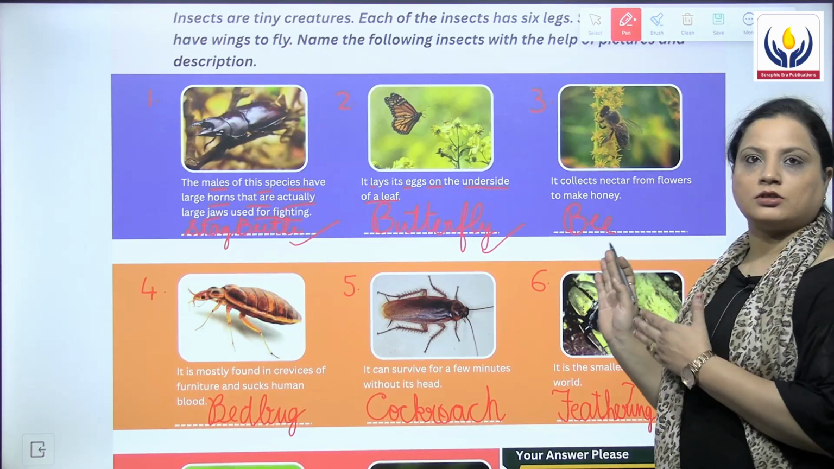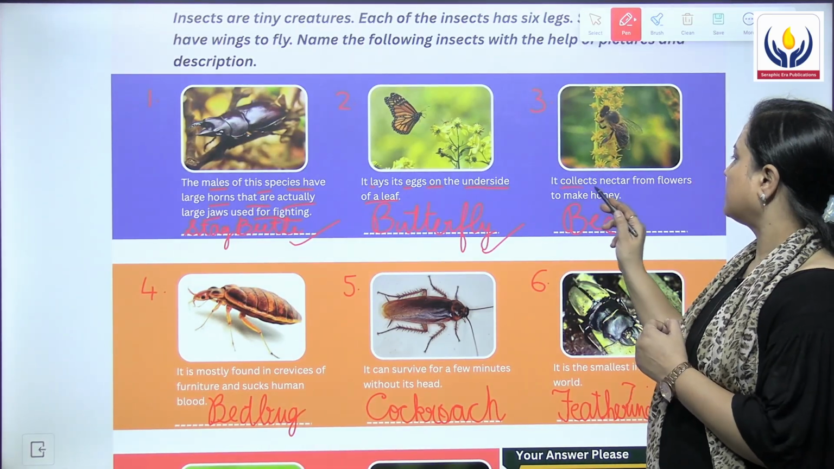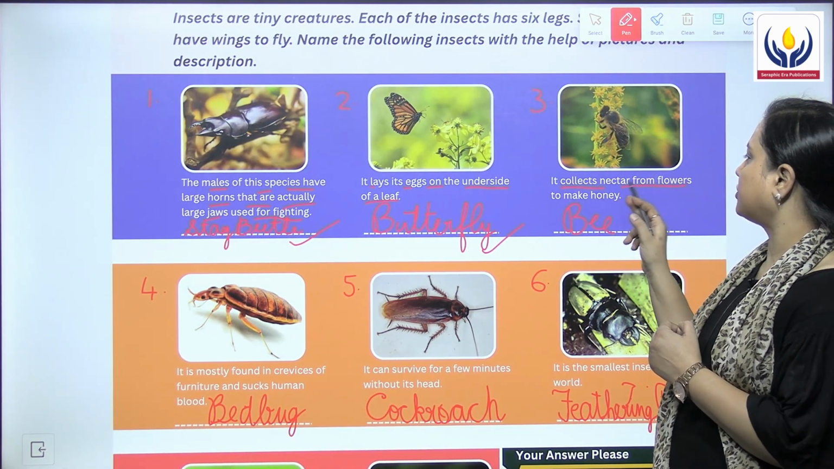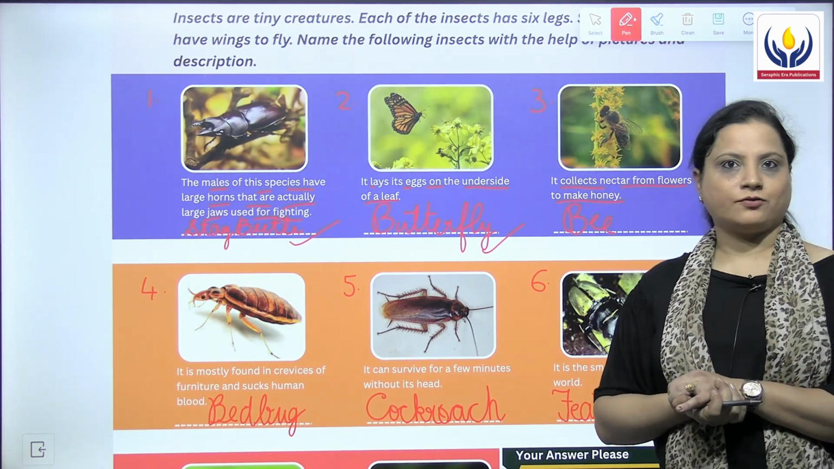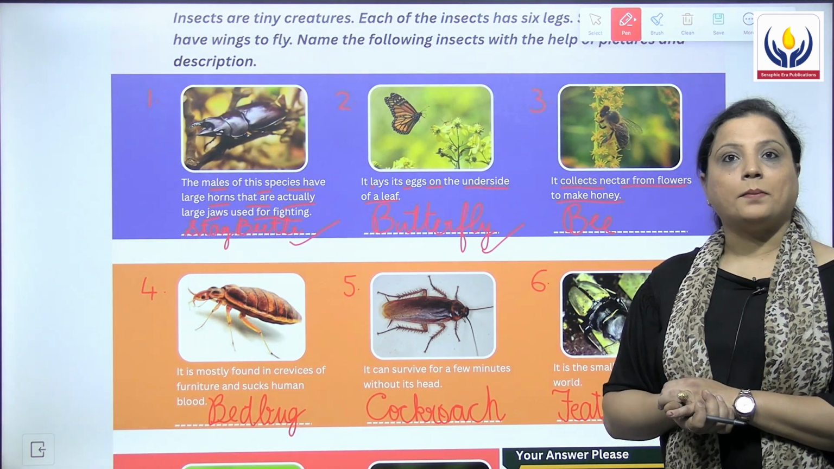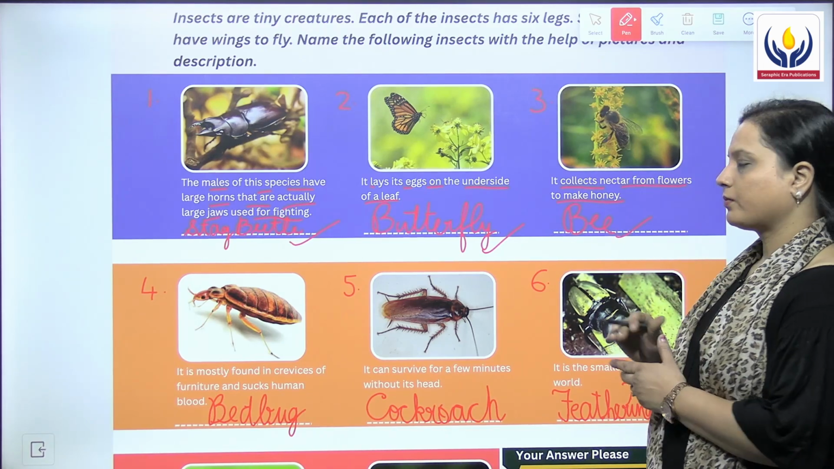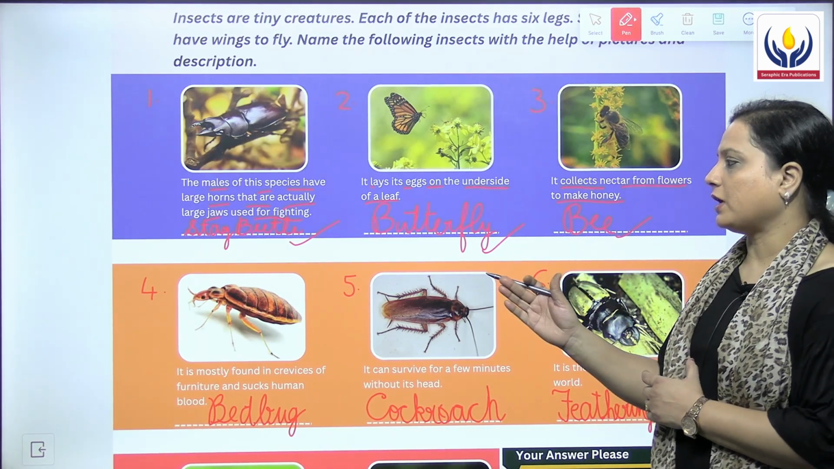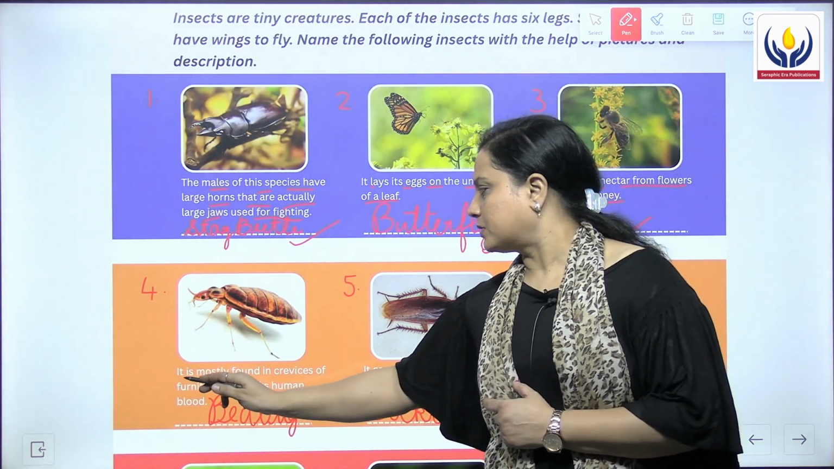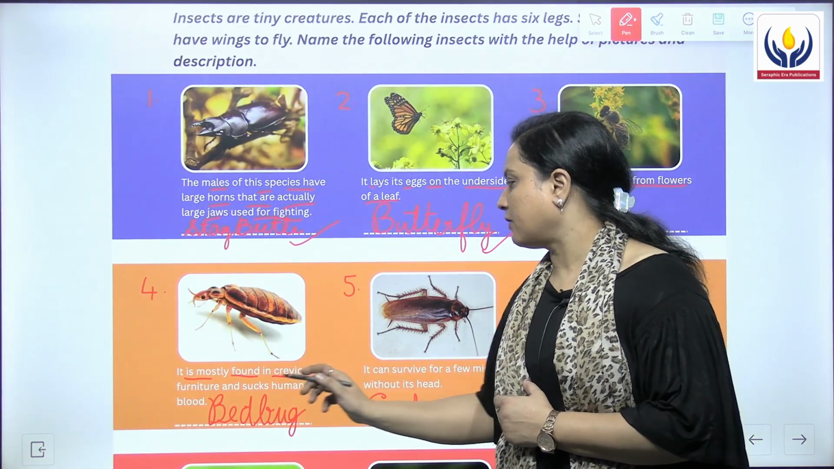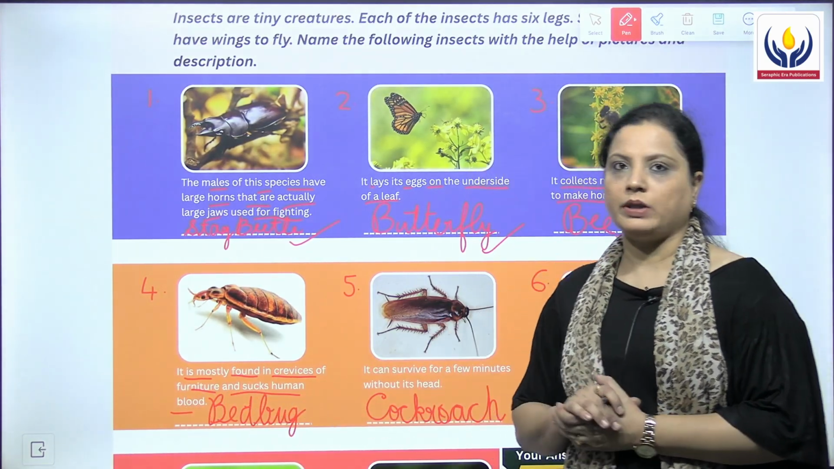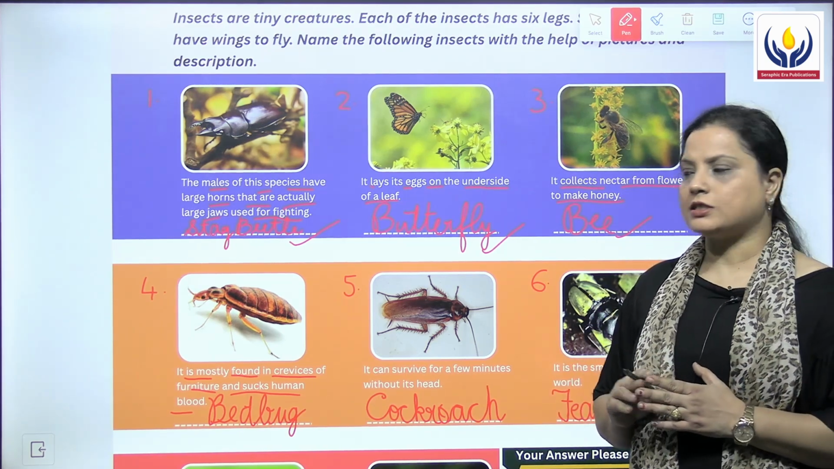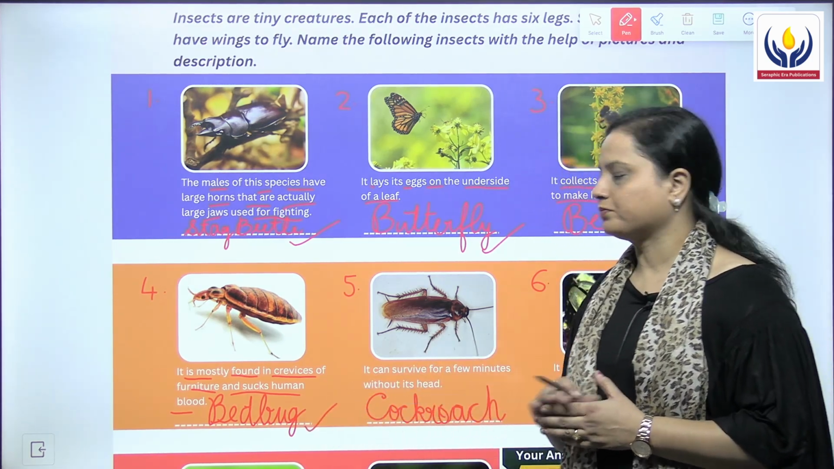Then we have the third image, and this says that it collects nectar from the flowers to make honey. And what is the answer for this? The answer is bee. Then we have the fourth image, and it says that it is mostly found in crevices of furniture and sucks human blood. And the answer for this is bed bug.